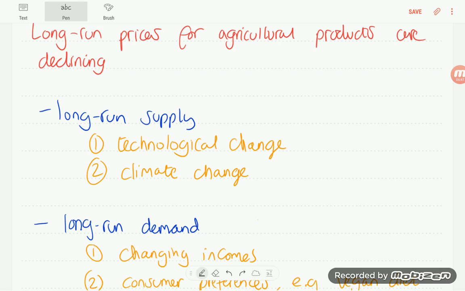So think of a basic micro diagram there. Supply shifting to the right from S1 to S2. I haven't drawn it on the screen, but you're capable of doing that. So, repeat one more time.